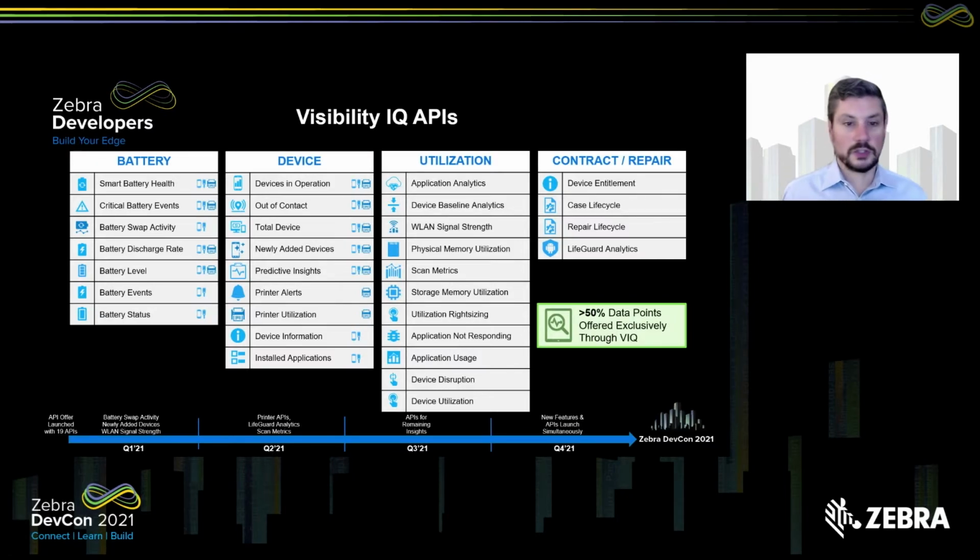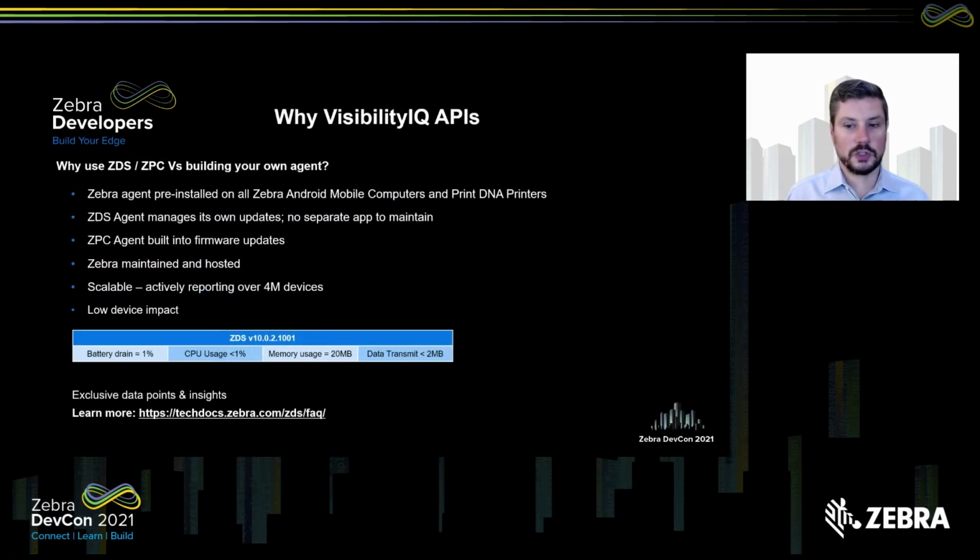Okay, so now let's look into this. One question we do get, and I alluded to this earlier, is, why would we use the APIs coming through VisibilityIQ instead of building our own? And I think that's a very valid question. If there's some base level of information you're looking for, there's no reason why you can't use the EMDK or the LinkOS SDK. Those are great tools. They give you a lot of good insight. What we're trying to do is go a little bit deeper.